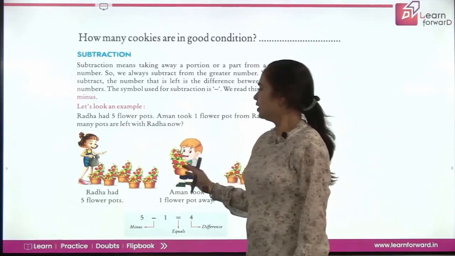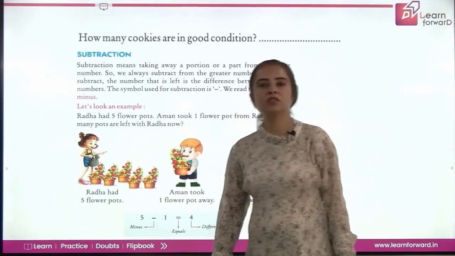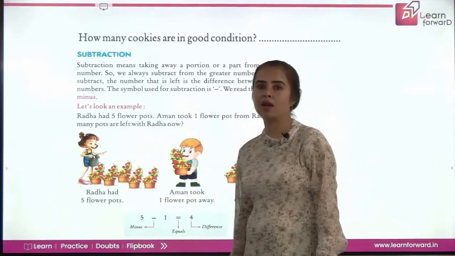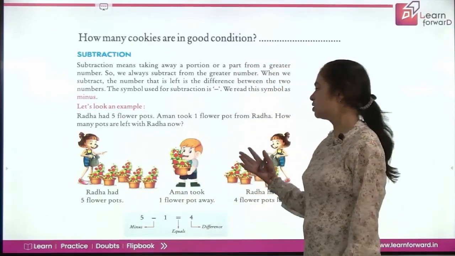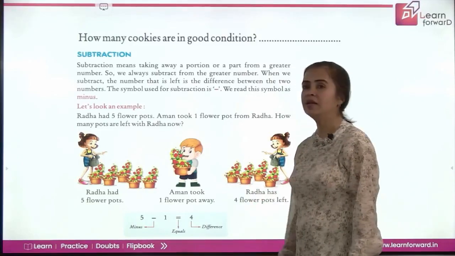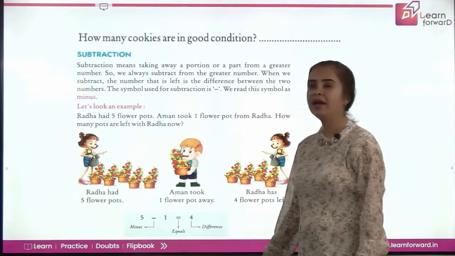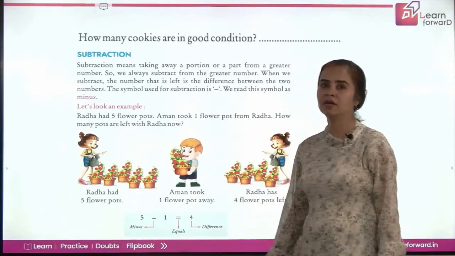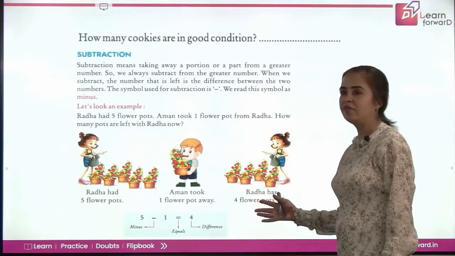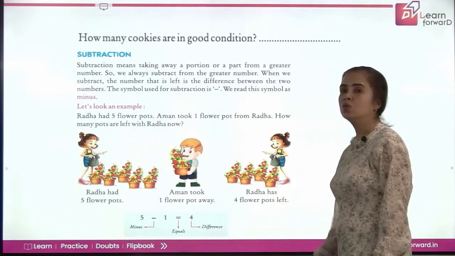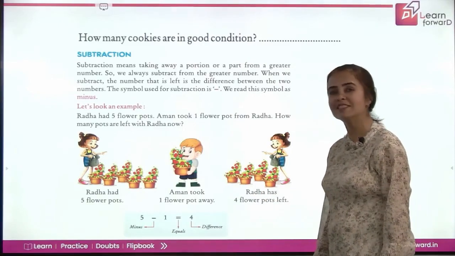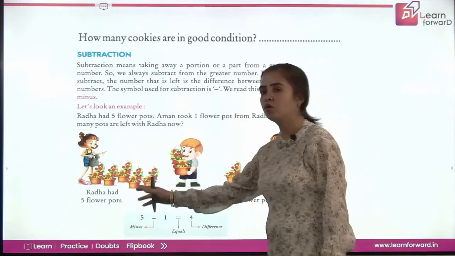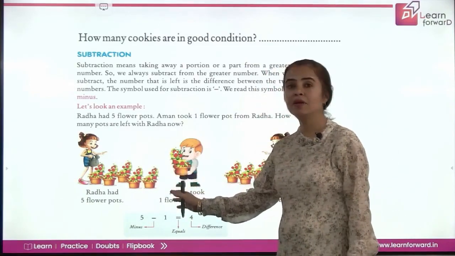Let's have another example here. How many flower pots do you see here? Yes, Radha had 5 flower pots. Now somebody visits. Who is it? That is Aman. And Aman takes 1 pot from her. So how many flower pots are left with her now? She has only 4 flower pots left. So again, she has less of something. That means out of 5, we are subtracting 1.